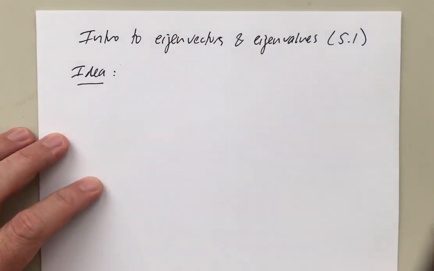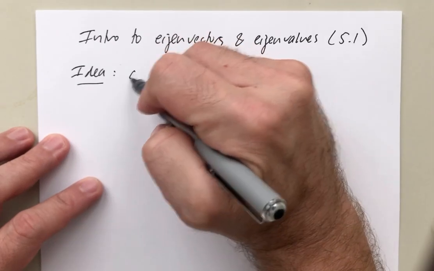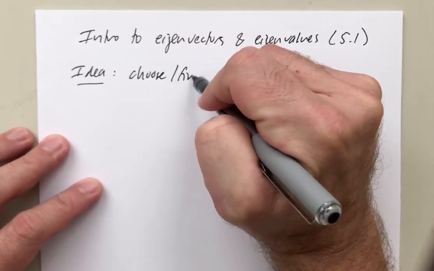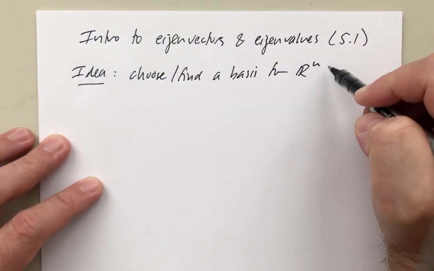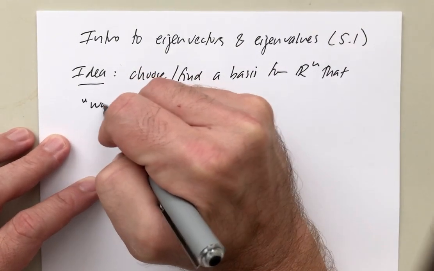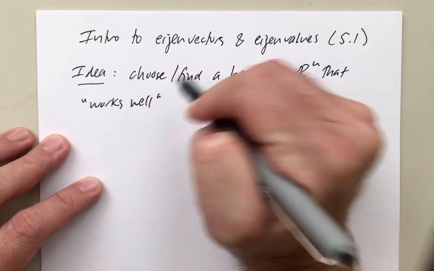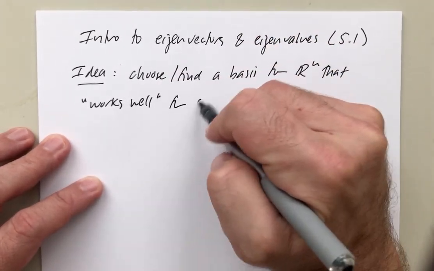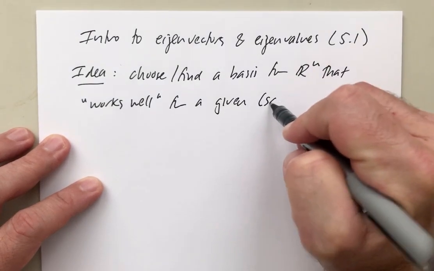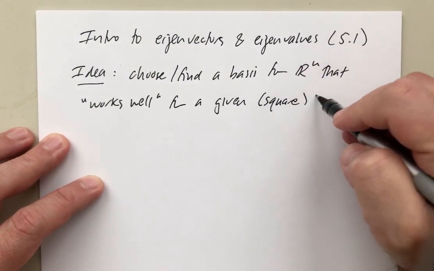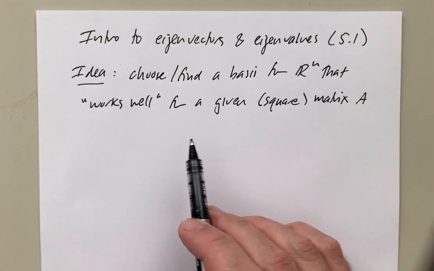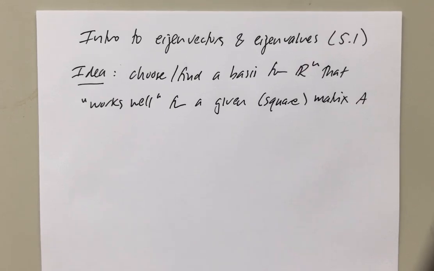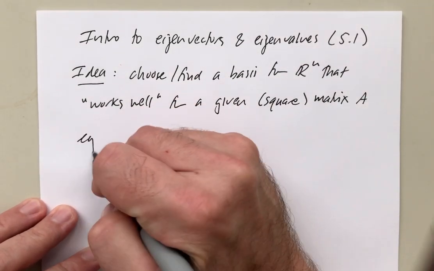So the idea behind these things called eigenvectors and eigenvalues is you want to find a basis for Rn that works well, I'll explain what I mean later, for a given square matrix, let's say A. We've seen that there are lots of different bases for Rn, right? We get one for any invertible matrix, and we'll see that we want one that somehow fits or works well with the matrix A.